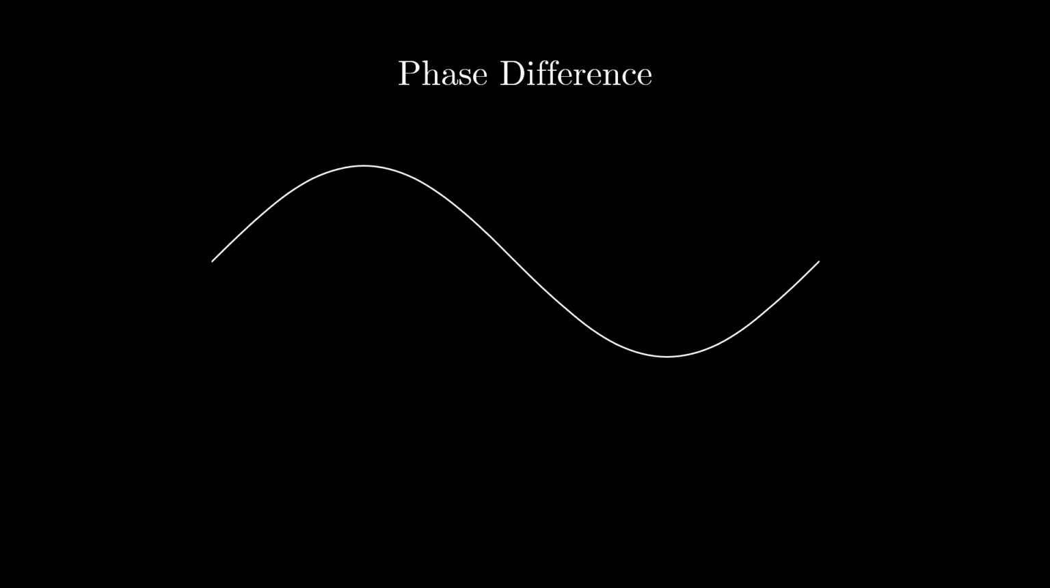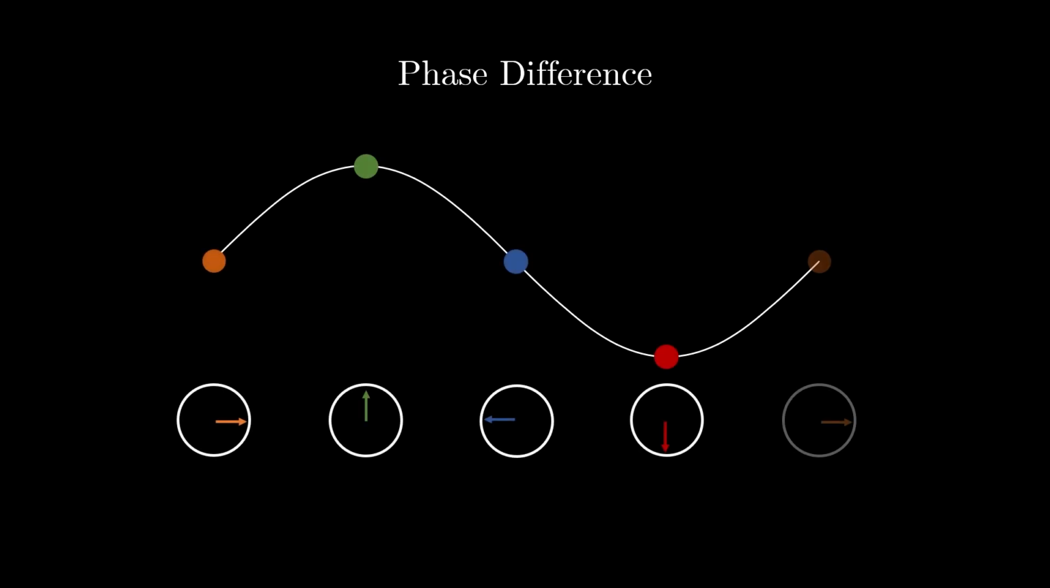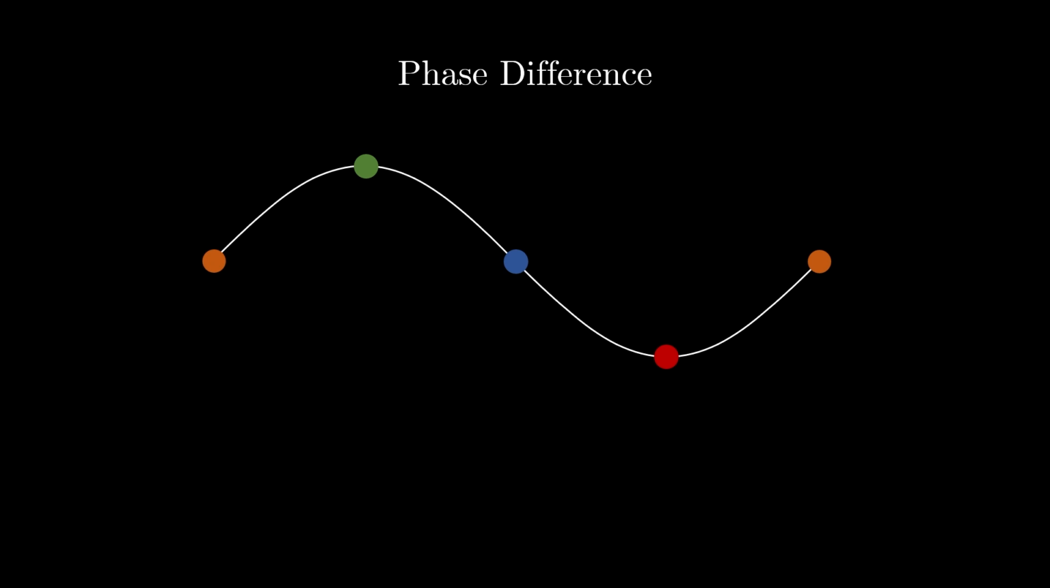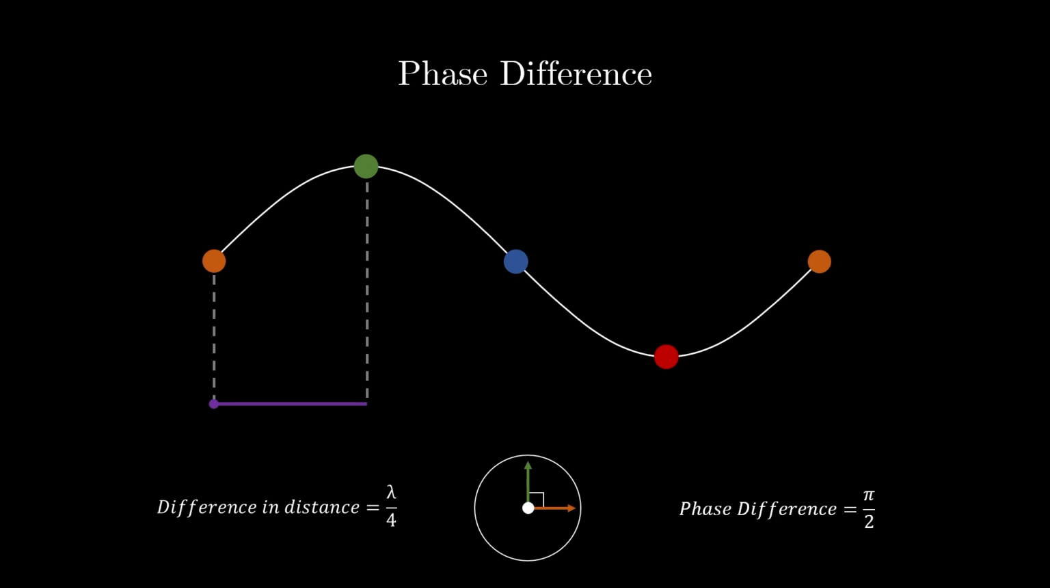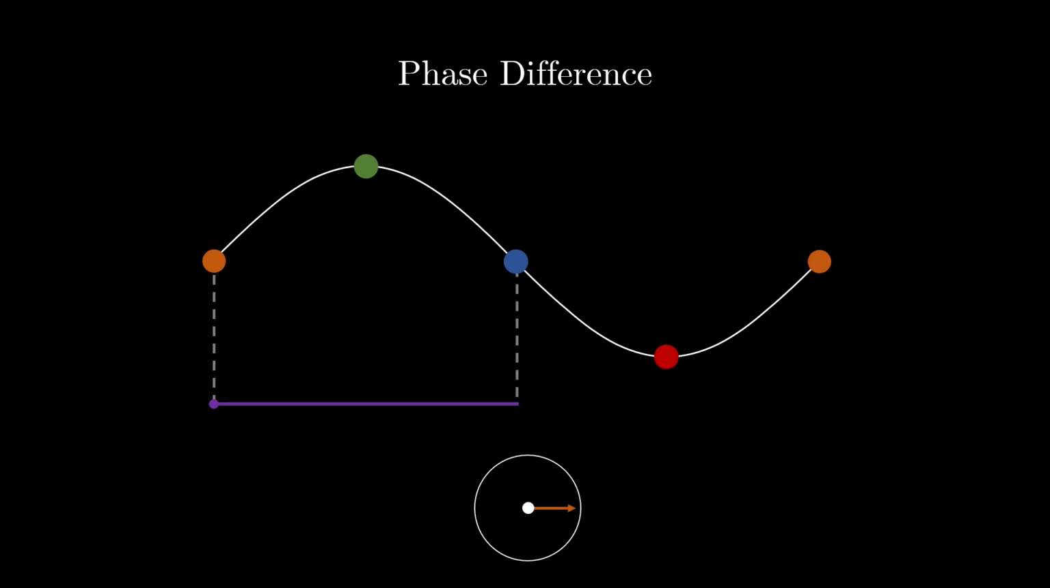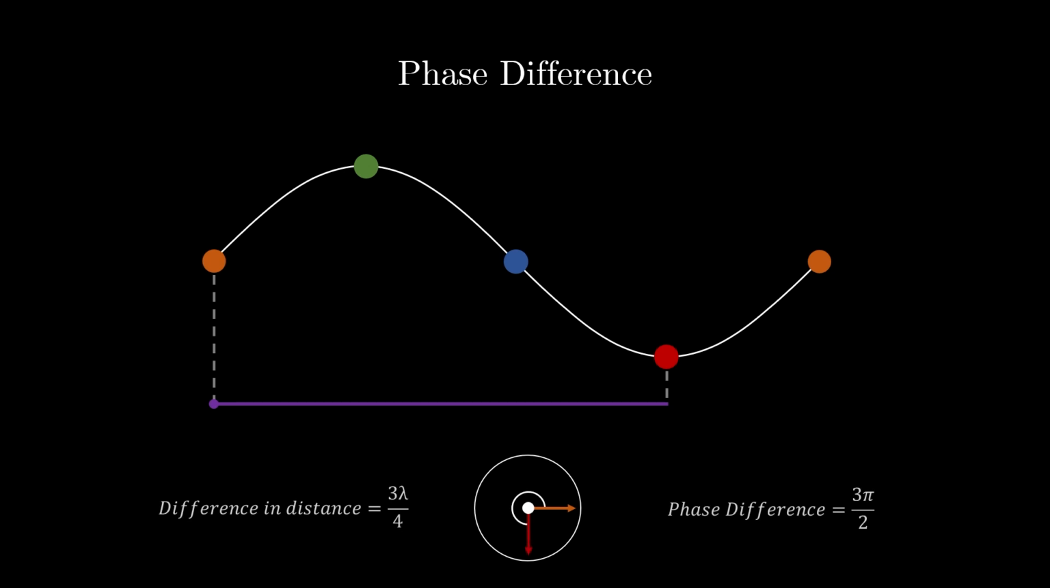Let's consider some key phases. Using these, we can relate phase difference to path difference. Comparing the orange and green point, the phase difference is pi over 2 radians, and the path difference is a quarter of the wavelength. Comparing orange and blue, the phase difference is pi radians, and the path difference is half a wavelength. Comparing orange and red, the phase difference is 1.5 pi, and the path difference is 3/4 of a wavelength.